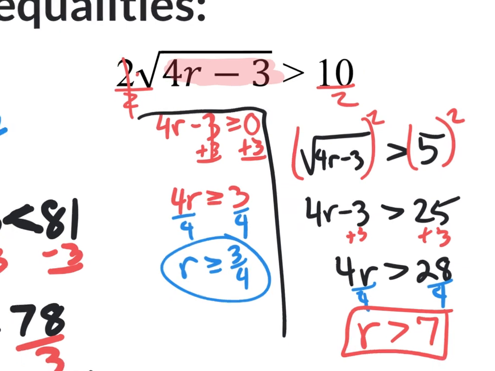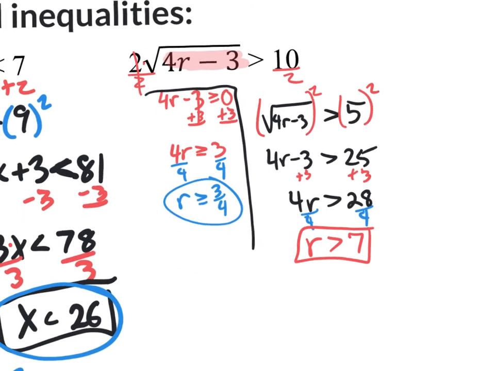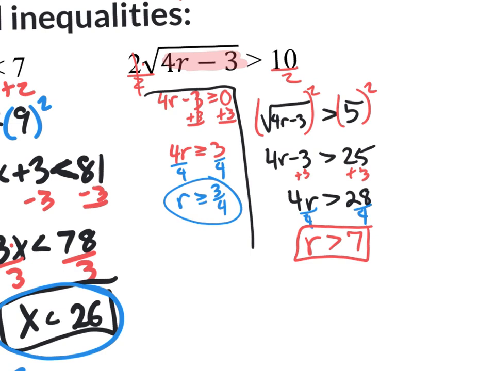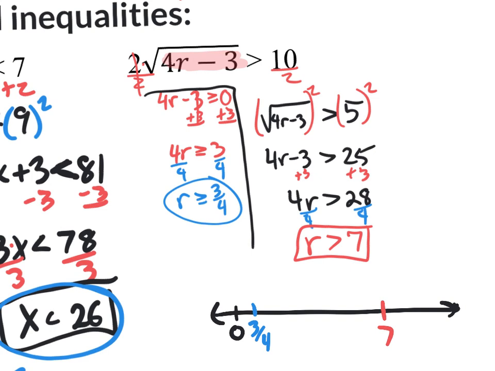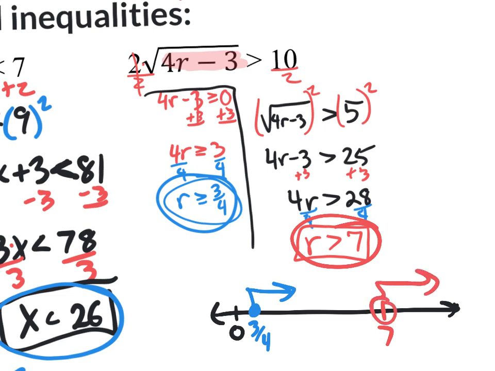So now we need to go to a number line, ladies and gentlemen. Here is the value 3/4. It's not quite 1, but it is greater than 0. And then we have the value of 7 over here. Let's go to the first one in blue. r is greater than or equal to 3/4. Solid dot at 3/4, greater than is to the right. r is greater than 7. Open dot at 7, greater than is to the right as well.